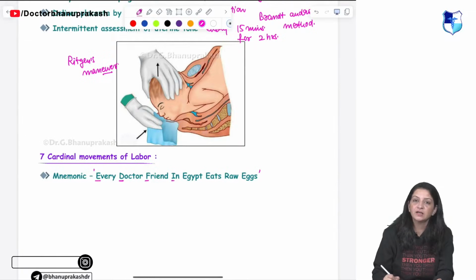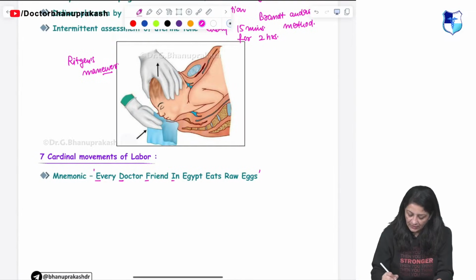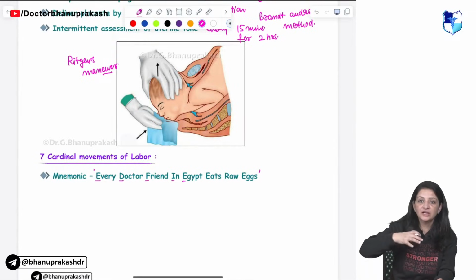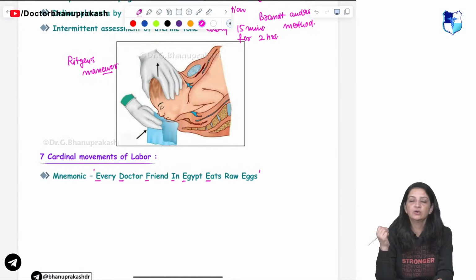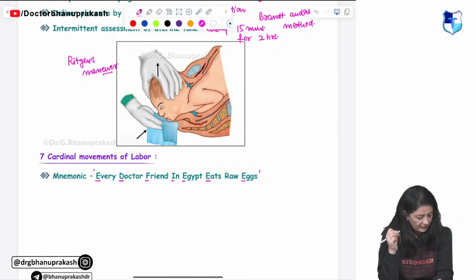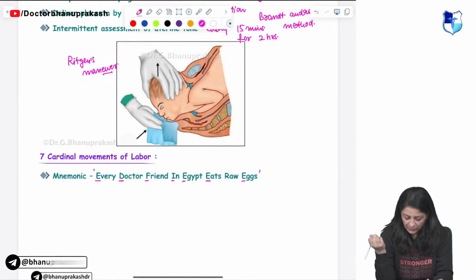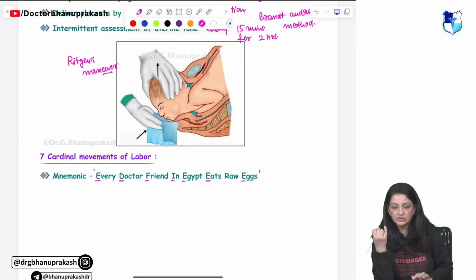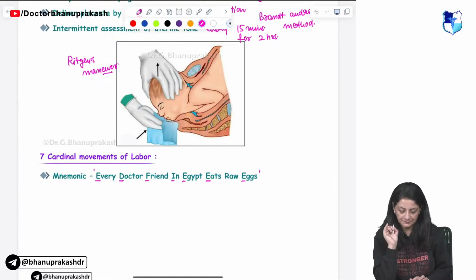I means internal rotation at the level of the ischial spine. E, after internal rotation, there is extension of the fetal head. After extension, there is external rotation. And then expulsion of the fetus. Just remember this mnemonic: Every doctor friend in Egypt eats raw eggs. These are the cardinal movements of labor.